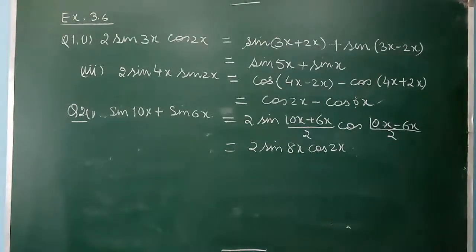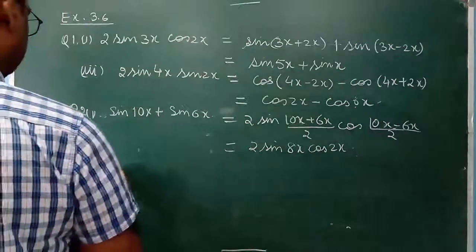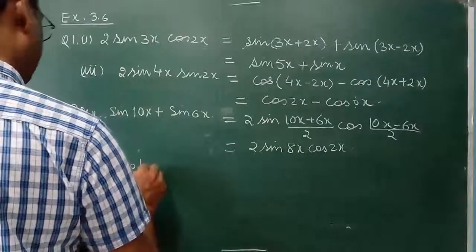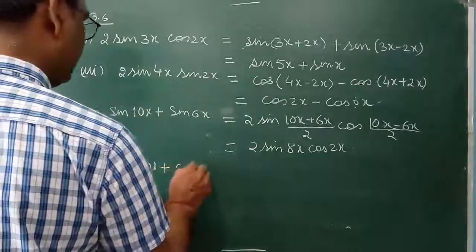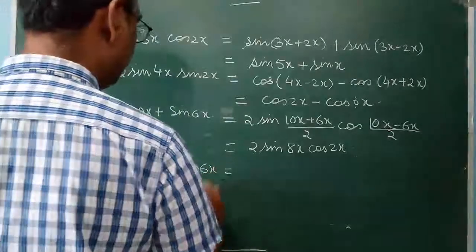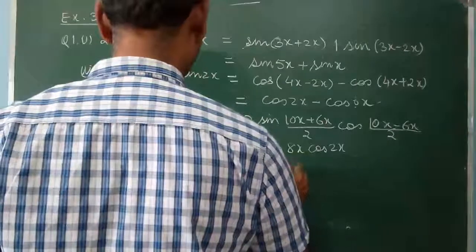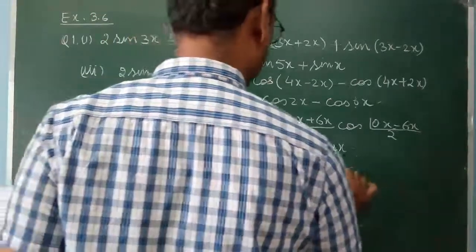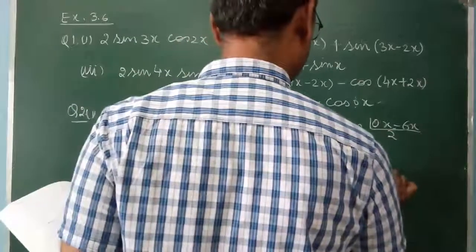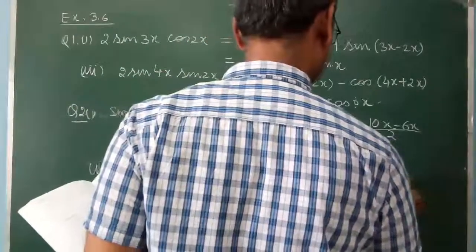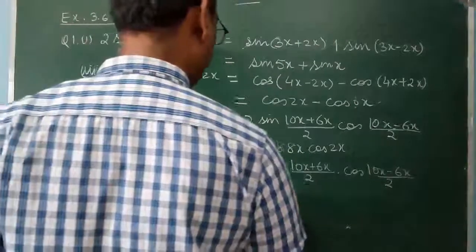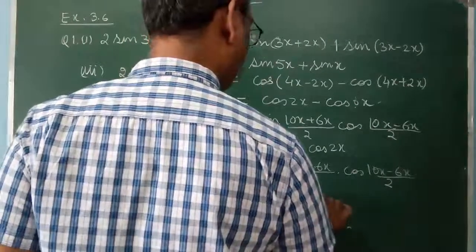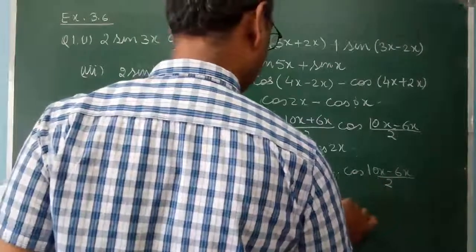Now the third part, cos 10x plus cos 6x. So it will be 2 cos 10x plus 6x by 2 into cos 10x minus 6x by 2, equal to 2 cos 8x and cos 4x by 2, 2x.